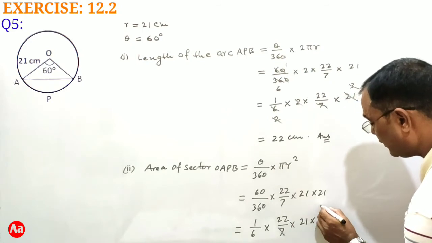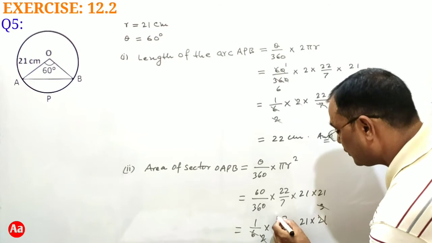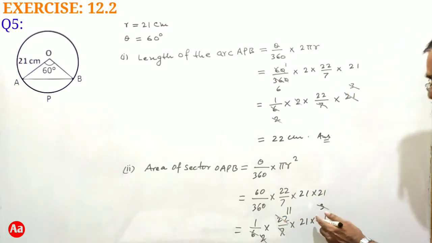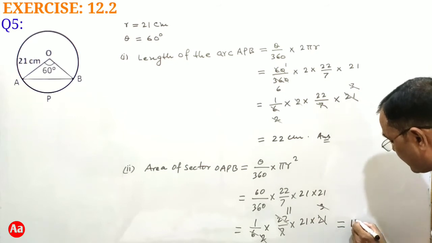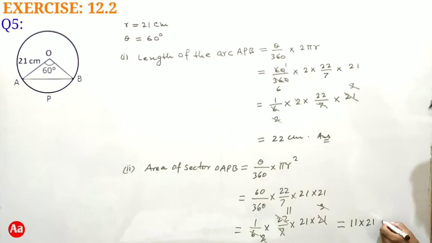7 3 ja 21, 3 2 ja 6, 2 11 times 22, so 11 into 21, and this is equal to 231 centimeter square, and this is the answer.